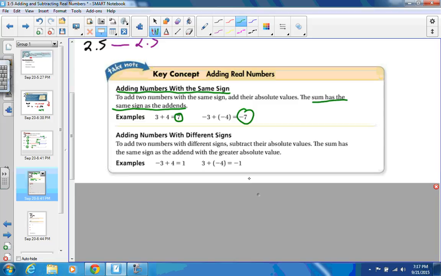Now when you have different signs, it's a little different. So take note of this. Adding numbers with different signs, meaning one is positive, one is negative. It says to add two numbers with different signs, subtract their absolute values. So we're going to subtract their absolute values.